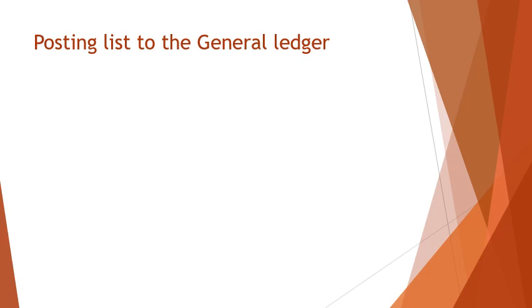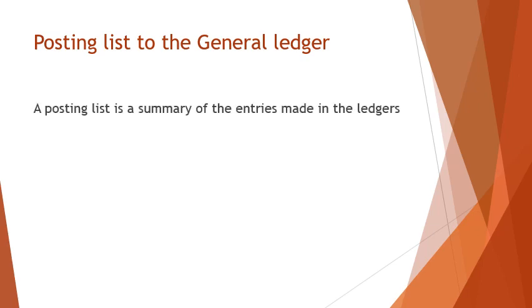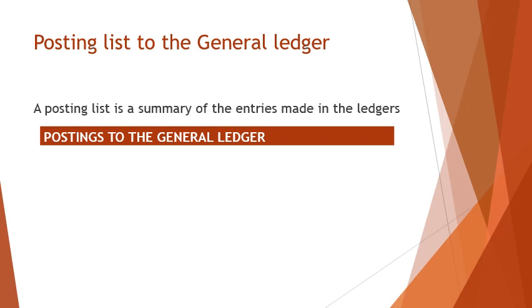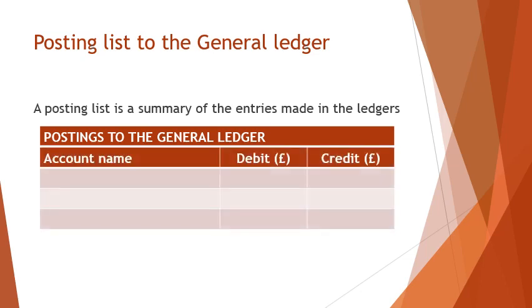So how do we transfer these totals from our sales daybook into the general ledger? What we're going to look at first is a posting list. A posting list is simply a summary of the entries that are going to be made in our ledgers. So when we think about the entries to be made in our general ledger, they will be as follows. Our postings list will be shown roughly in the format as shown on the screen. We'll have a column where we record the account name, a column for debits and a column for credits.